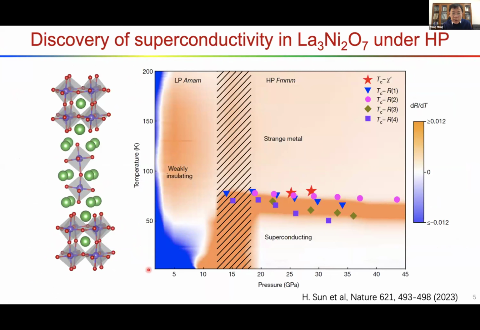At ambient pressure, it's metallic. But when we measure the sample using the diamond anvil cell at low temperature, it's weakly insulating. When we increase the pressure, there's a structure transition from Amam to Fmmm structure, and the superconducting transition goes to 80 Kelvin. There's a large strange metal area in this phase diagram as a function of pressure. The transition temperature decreases a little bit with increasing pressure. I guess most of you have known these results.